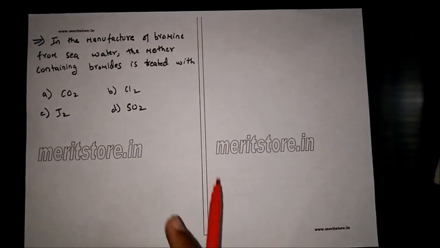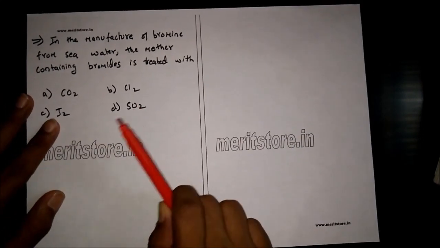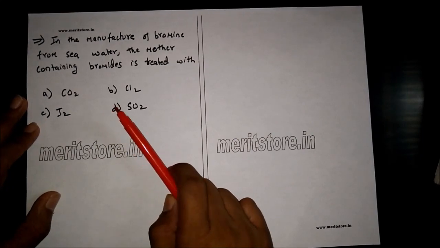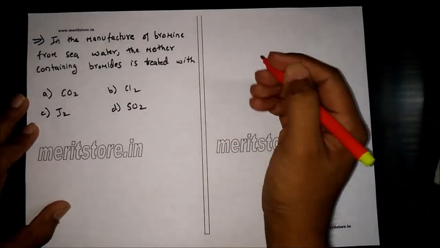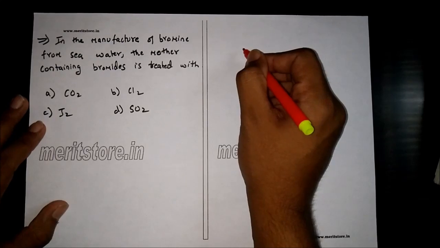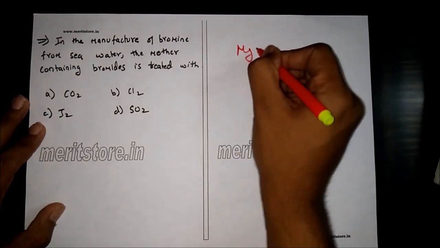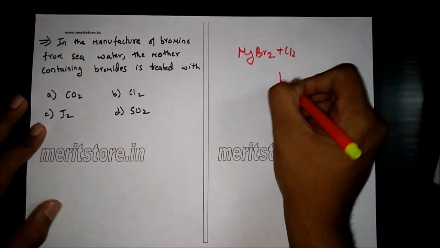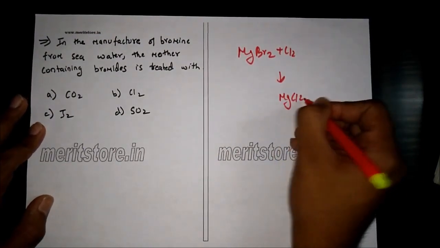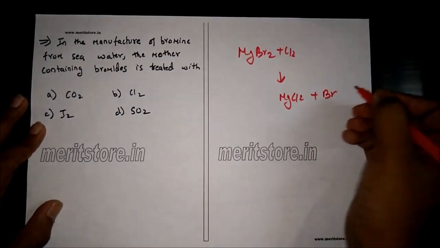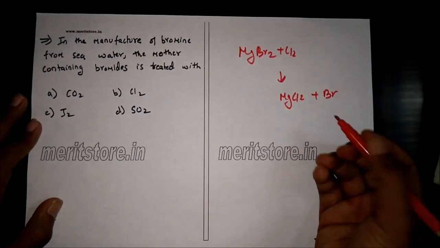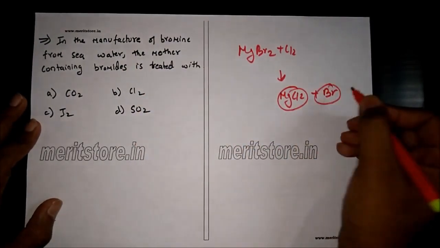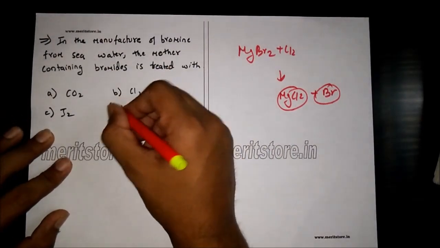In the manufacture of bromine from seawater, the mother liquor containing bromides is treated with A CO2, B Cl2, C I2, and D SO2. Now, let's look at what the mother liquor containing bromides is treated with. If MgBr2 is treated with chlorine, it will undergo a reaction and form MgCl2 plus Br2, which is feasible. Therefore, the mother liquor containing bromides is treated with Cl2 to form MgCl2 and bromine. The correct answer here is option B.